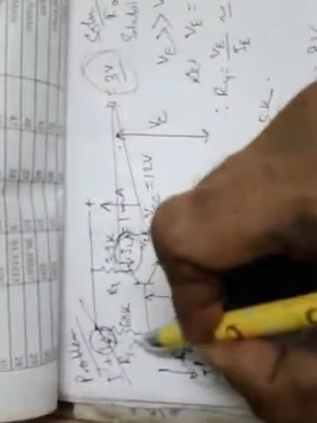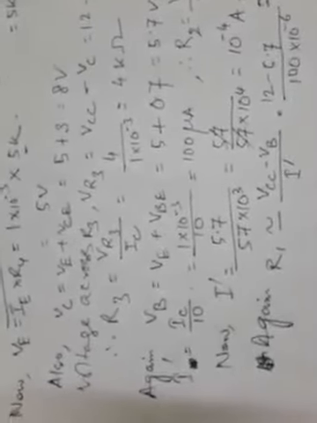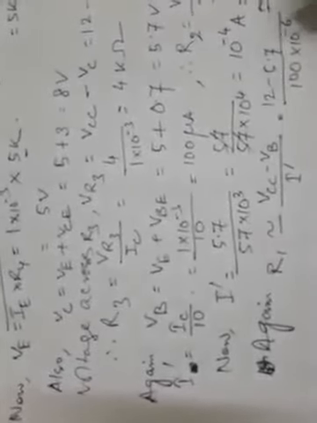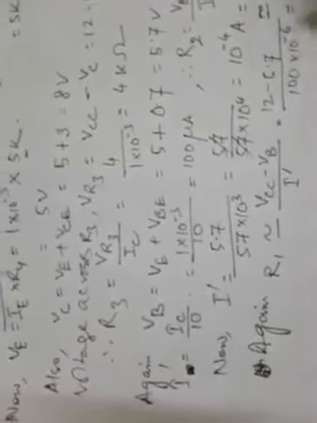So we can say that I dash will flow approximately through R1. So this is 12 minus 5.7. What is VB? VB is 5.7. So 12 minus 5.7 divided by 100 into 10 to the power minus 6, 100 microampere. That is my I dash. So calculate this one.